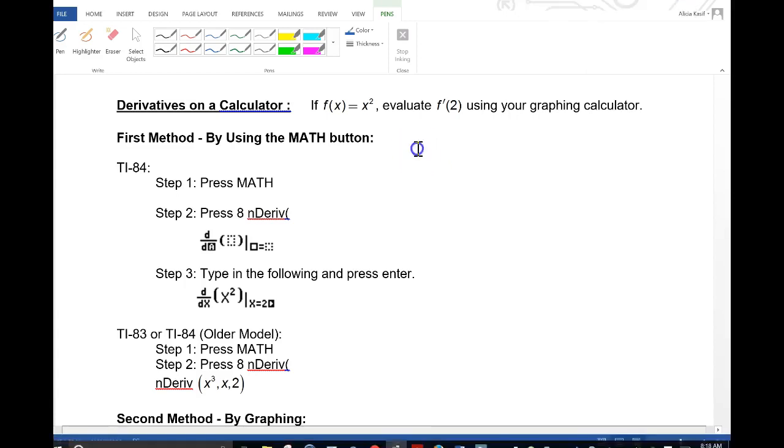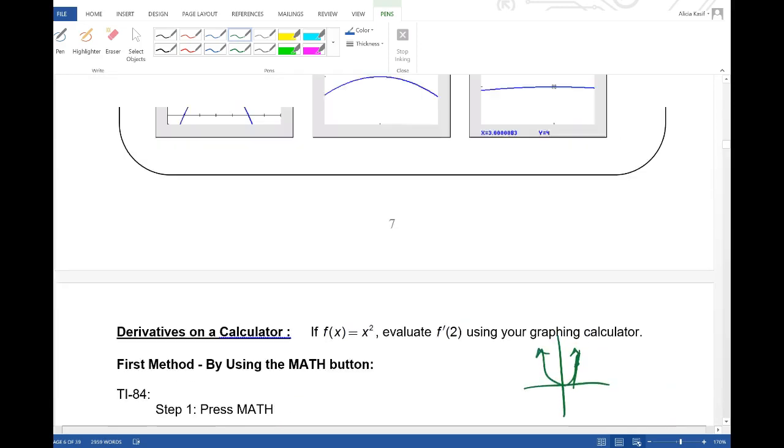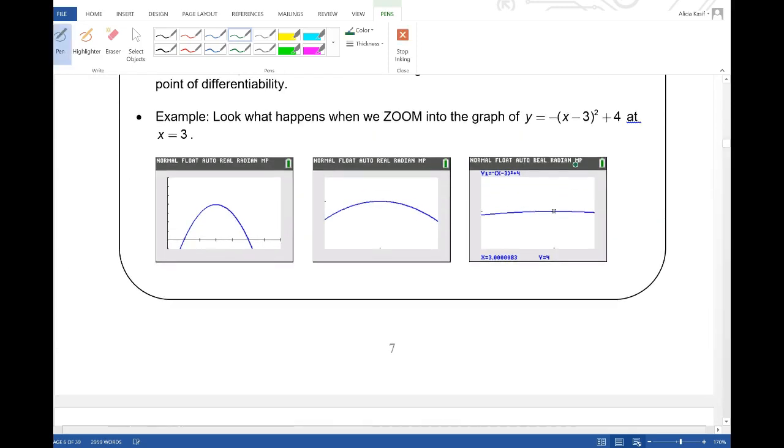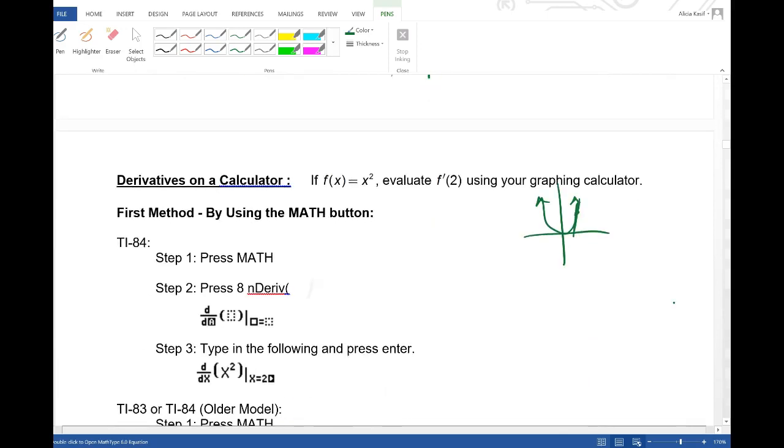So in other words, we're picturing, like if you have here's y equals x squared, so here's 2. So what is the slope there? Okay, remember the derivative. The derivative is just the slope.